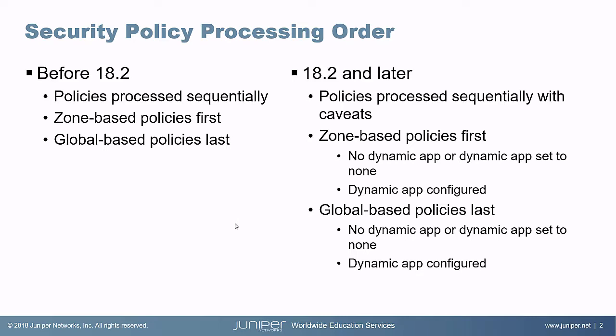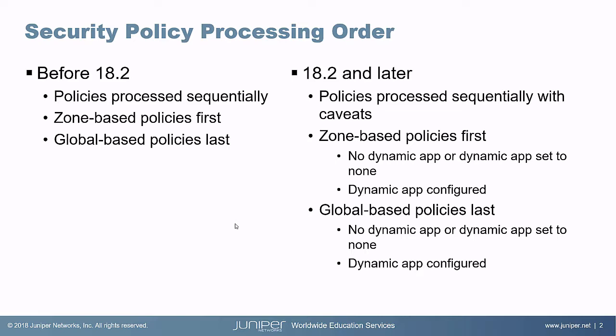Okay, so let's talk about 18.2 and later. Policies are still processed sequentially, but with some caveats, and we talk about the caveats on the slide. Zone-based policies are processed first. Global-based policies are still processed last. But within zone-based and global-based policies, there are some things we need to talk about. If there are a couple of different policies, the policies that have no dynamic application, or the dynamic application is set to none, will be applied first. Then any policies with a dynamic application configured, that is a specific dynamic application or the dynamic application set to any, will be processed next.